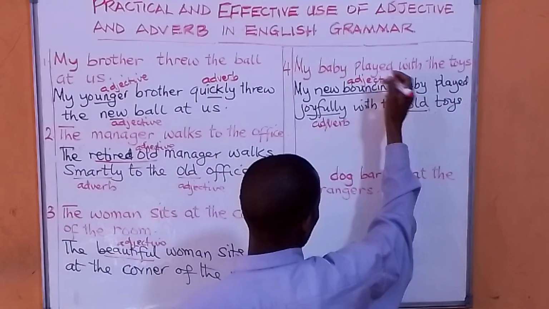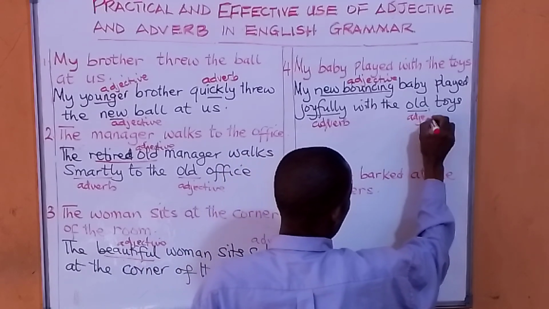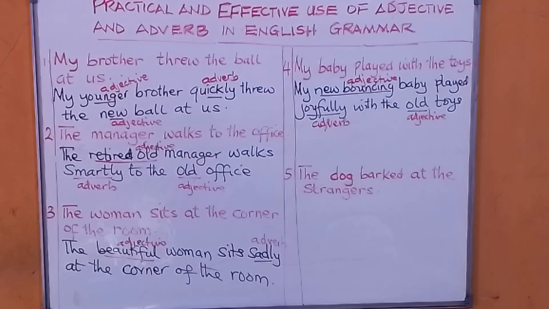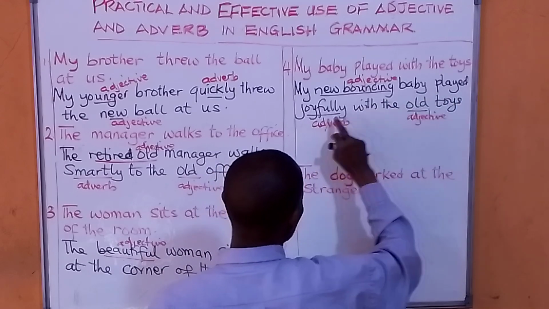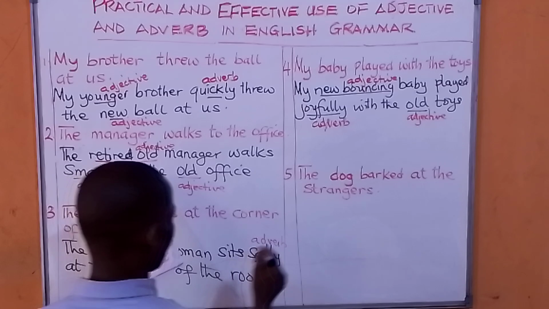And with the toys, I did not qualify the toys now. I want to qualify the toys with old. That is what? Adjective. You see how I'm using adverb and adjective to change the word, to make the sentence very interesting. I now have the new bouncing baby play joyfully with the old toys. Let's go to the last one.